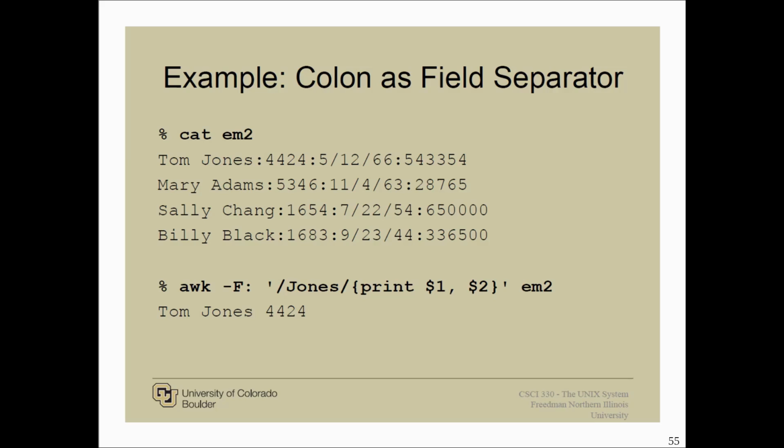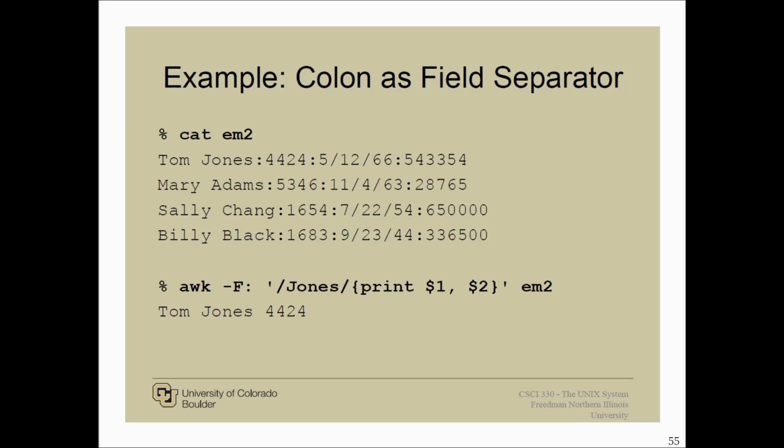In this example, our fields are separated by a colon. So in our command, we will use the -F followed by the delimiter we want to separate our fields on. In this case, it is a colon. This command says separate on colons and look for Jones. That's the pattern contained in the forward slashes. And then print the first and second record from the file em2.